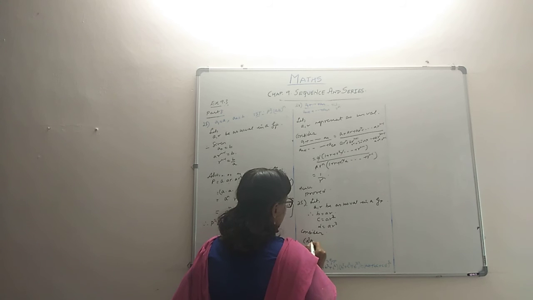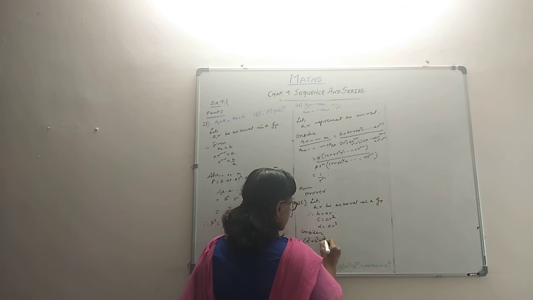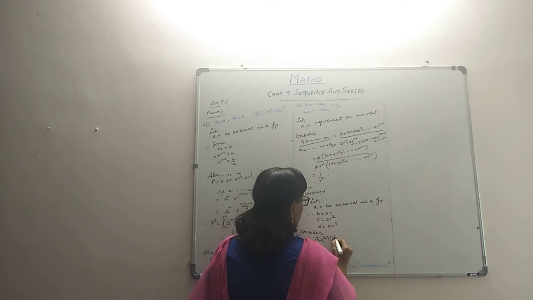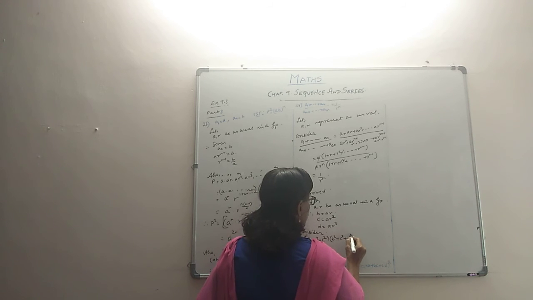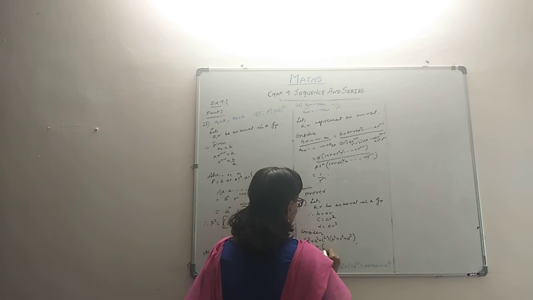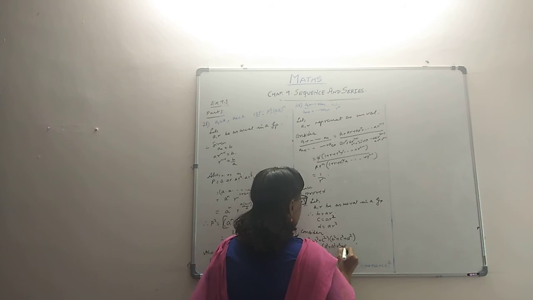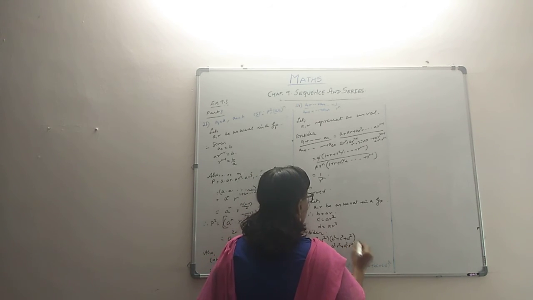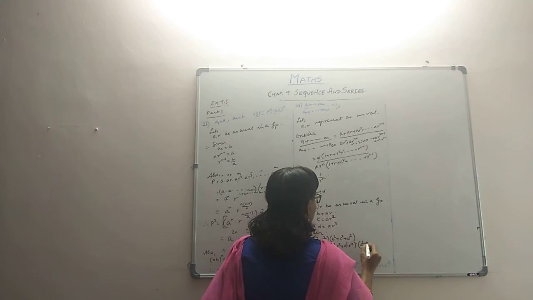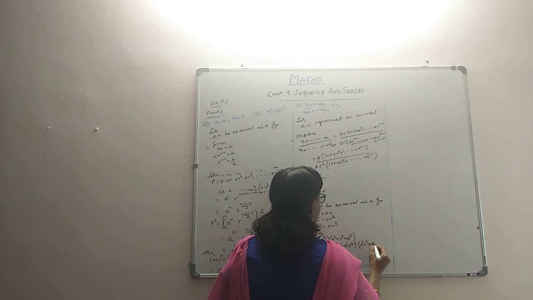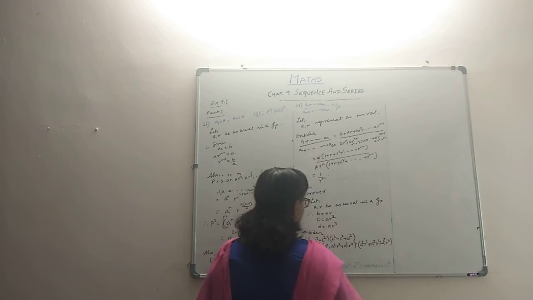A squared plus B squared plus C squared times B squared plus C squared plus D squared. Let's see what it is. A squared is a squared. B squared is a squared r squared. C squared is a squared r raised to 4. Then again B squared is a squared r squared. C squared is a squared r raised to 4. Then D squared is a squared r raised to 6.